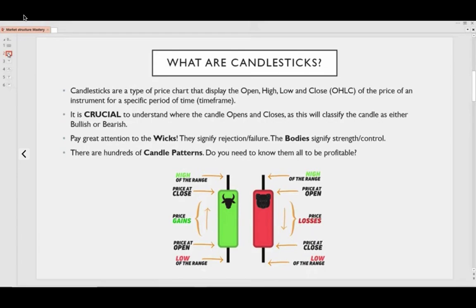Hello, in today's video I'm going to be explaining candlesticks. Now, what is a candlestick? Candlesticks are a type of price chart that display the open, high, low and close of the price of an instrument for a specific period of time, which is the time frame.